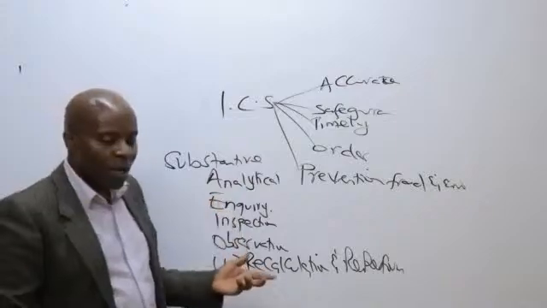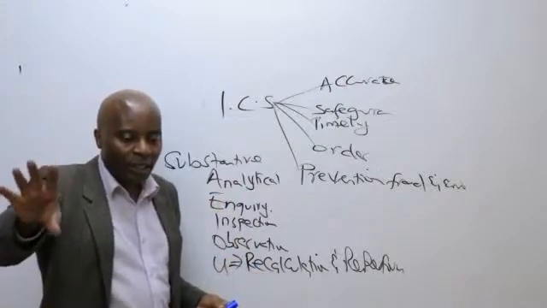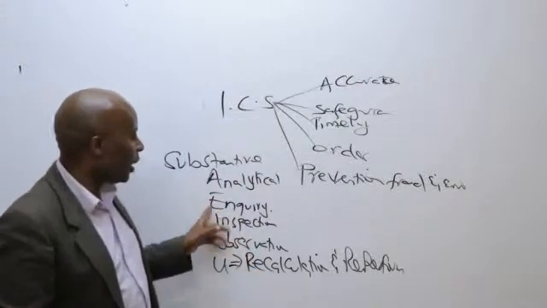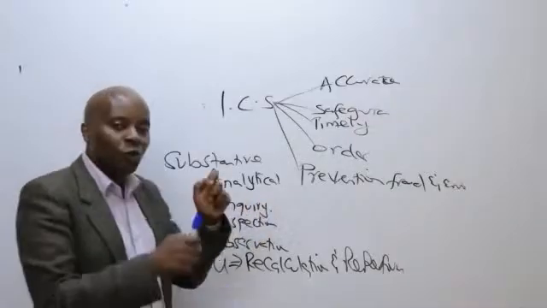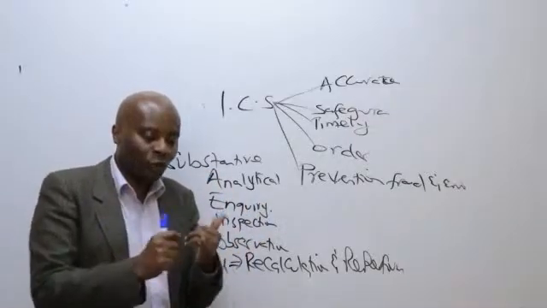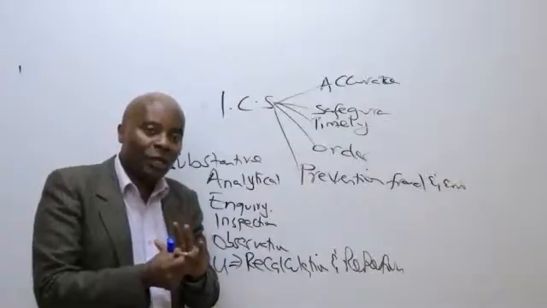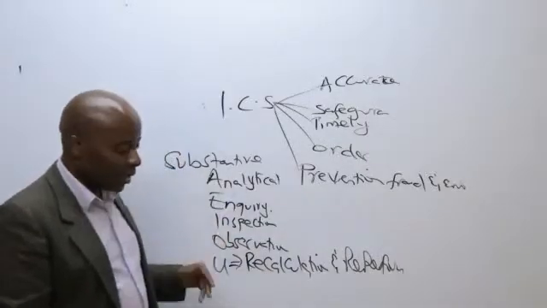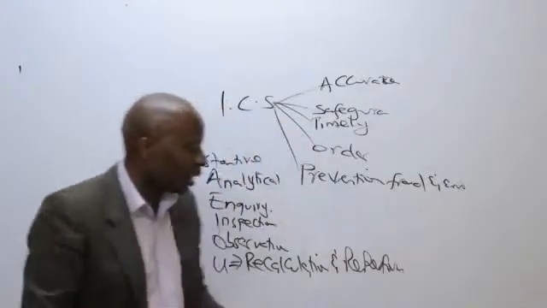We have inquiry. Because the internal control systems are not working, I have to inquire from third parties. I have to do what we call circularization. I have to circularize something to your bank, etc.